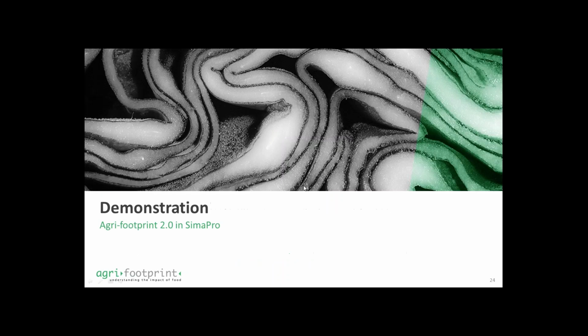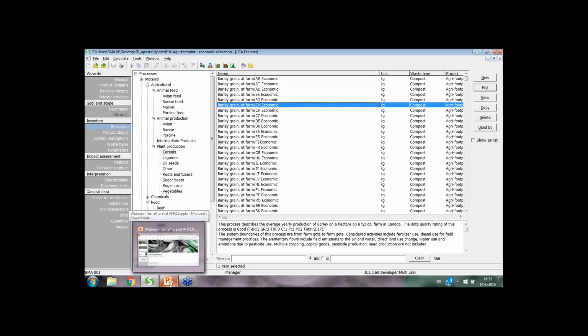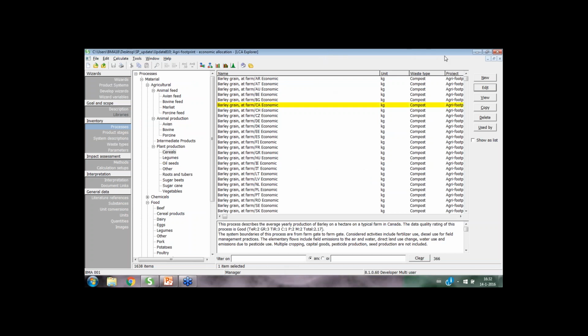Okay, now I switch to my colleague Bart Hullinger, who will switch to SimaPro. Here it is. Okay, so Jasper just explained what kind of changes we have implemented in the new version of Agri-footprint, but maybe it's a good idea to look at it in SimaPro so you actually get an understanding of what it looks like.